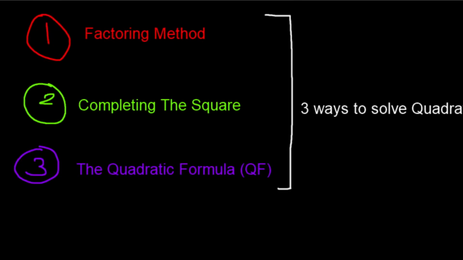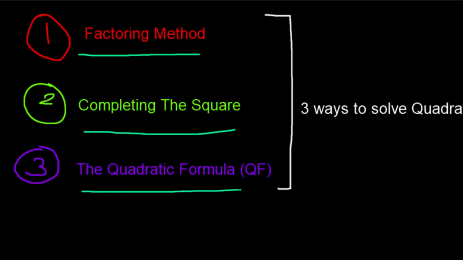There are three main ways of finding zeros in a quadratic. You can, 1, use the factoring method, 2, complete the square, and 3, use the quadratic formula. The reason why there's three ways of finding essentially the same thing, the zeros of a quadratic, is because the scenario could differ. There could be 1 zero, there could be 2 zeros, and there could be 0 zeros.